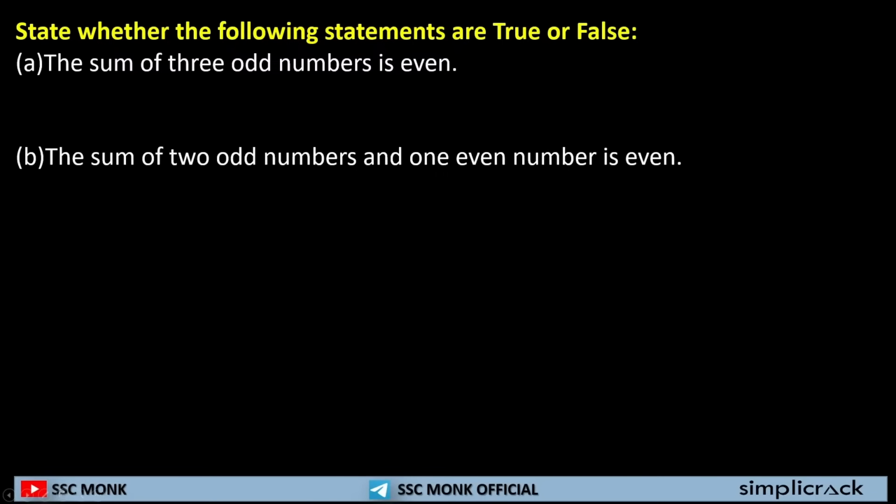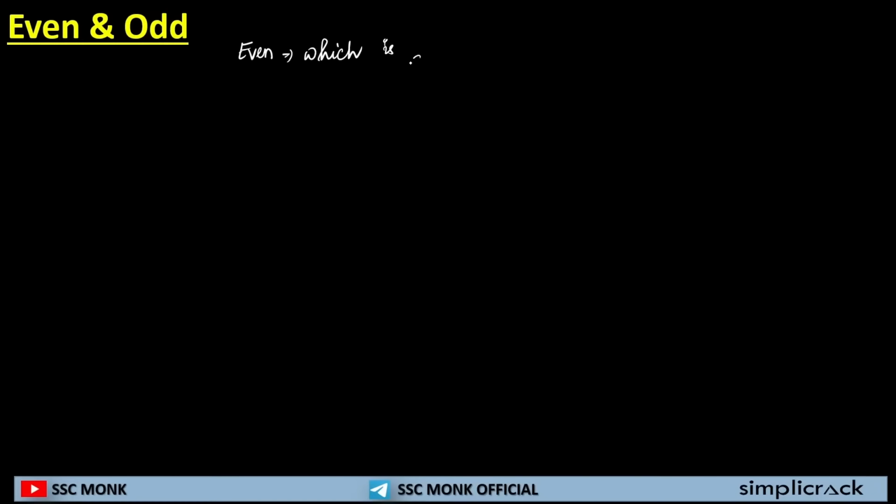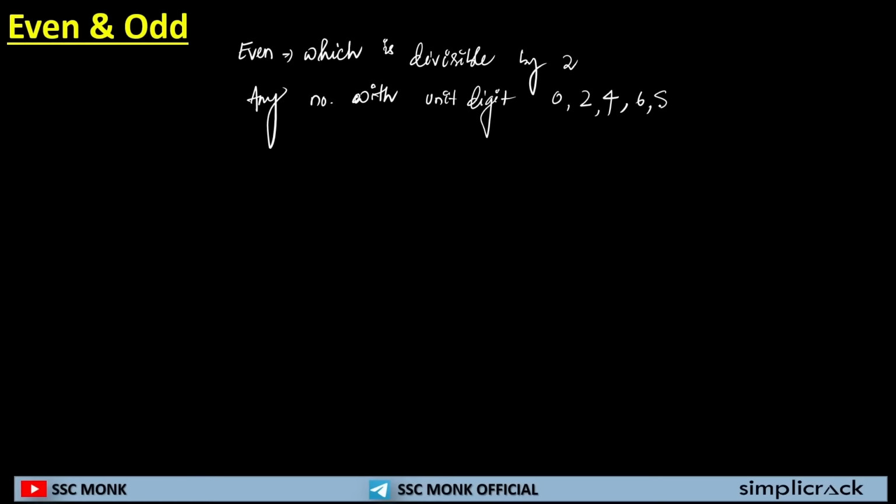I know most of you might have known it, but remember this. An even number is a number which is divisible by 2, which is divisible by 2. Okay, or you can say any number with unit digit 0, 2, 4, 6 and 8 is an even number. Clear? All other numbers are known as odd numbers.